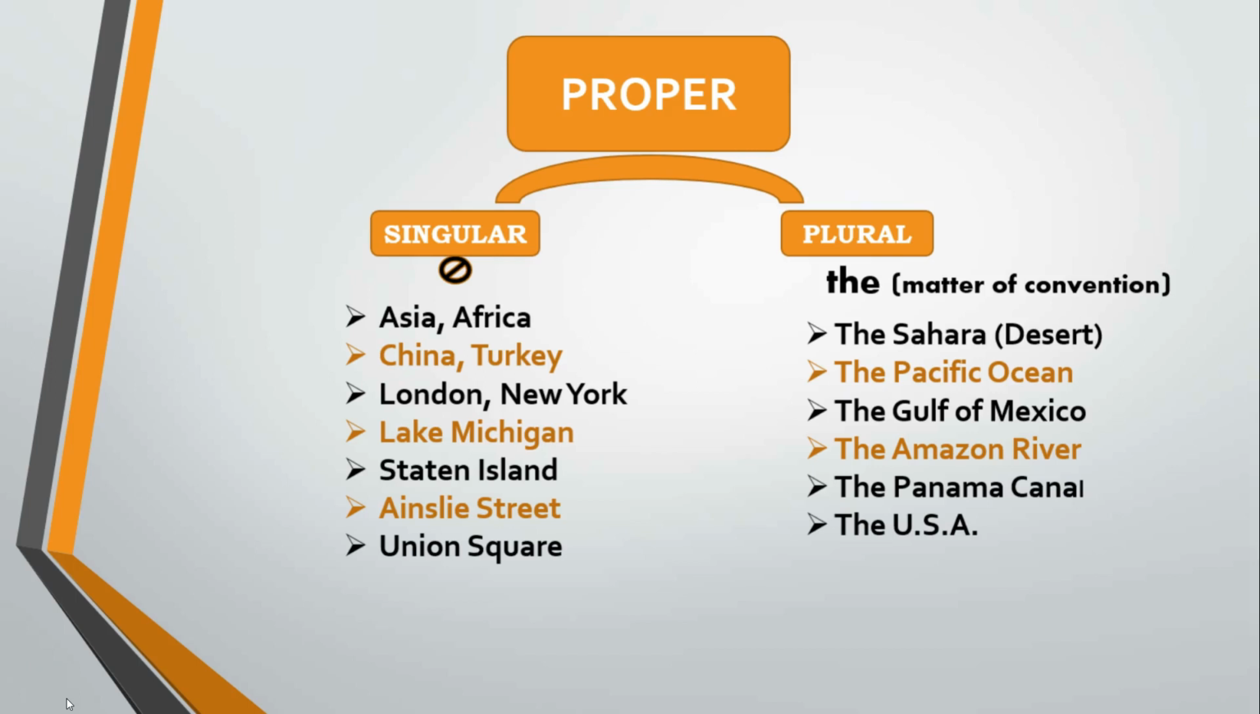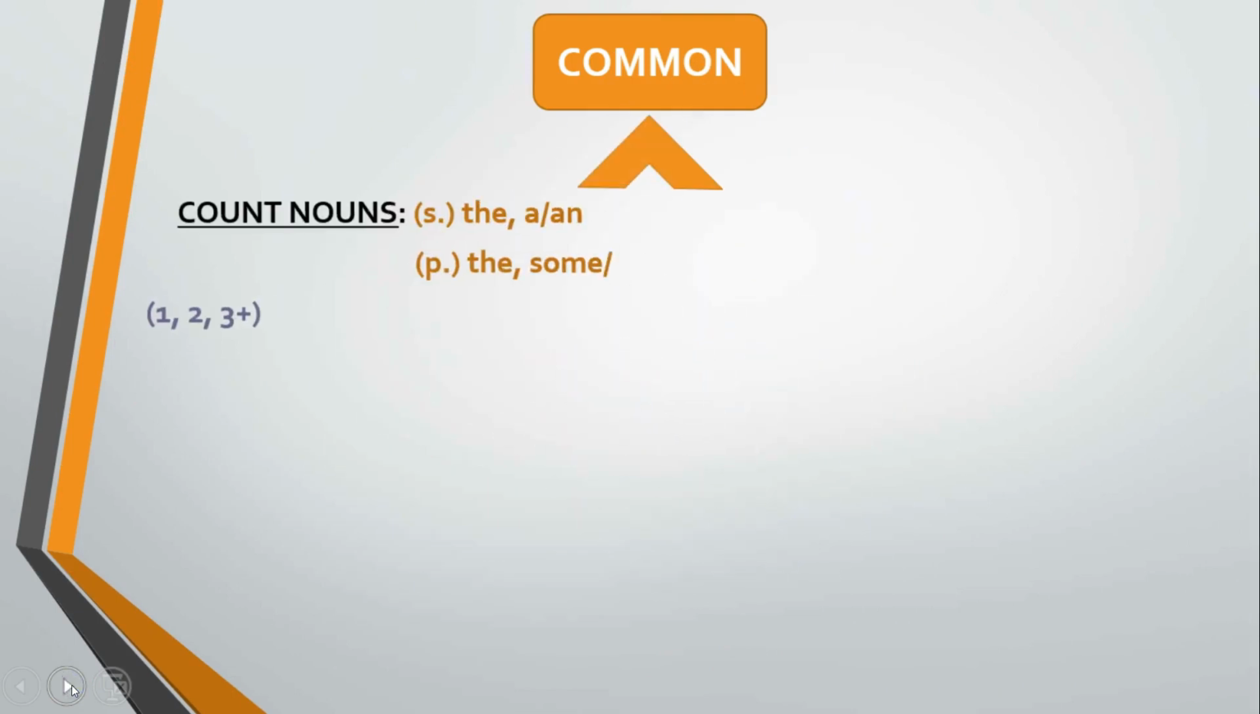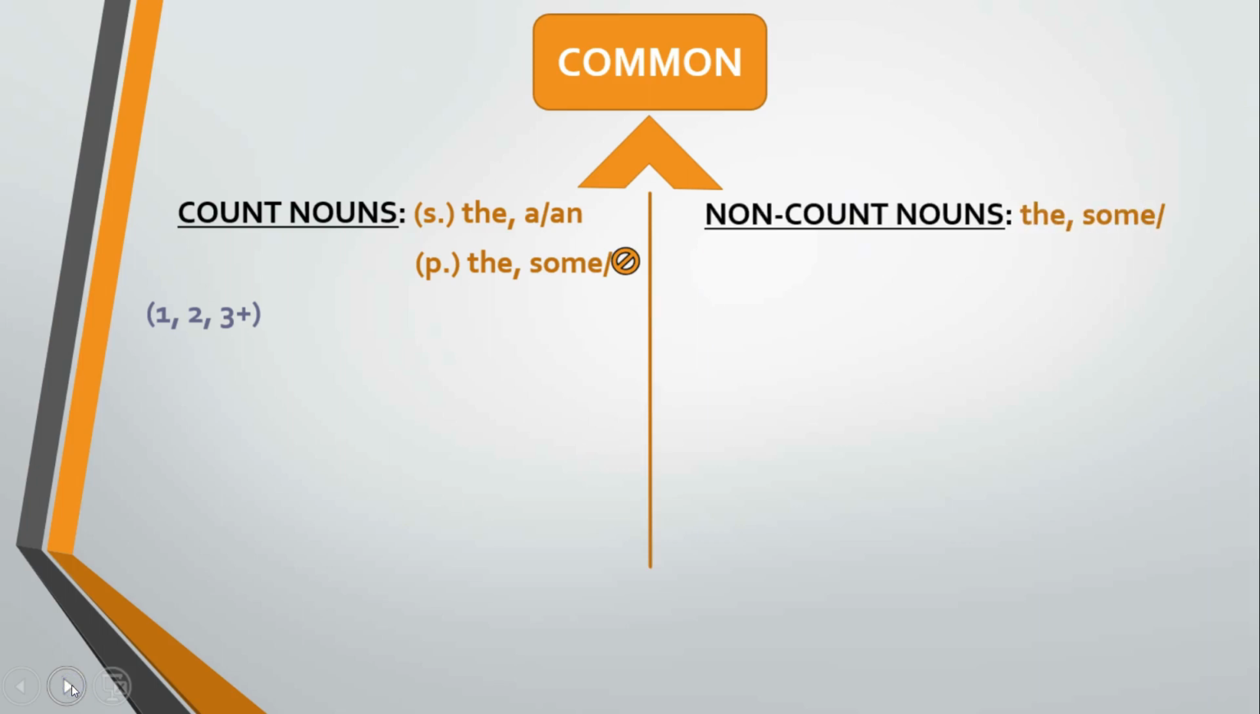Now, what would the English language be without exceptions, right? When it comes to public institutions, we will put the definite article the, even though the noun may be singular to you. So we'll say the New York Stock Exchange. Okay, we need to put this the. And with this, we conclude the classifications of the proper nouns. Now let's move on to the common nouns. We said that the common nouns can be either count nouns or non-count nouns, right?